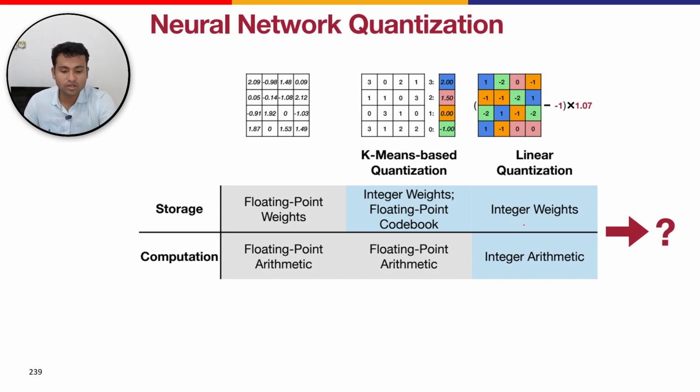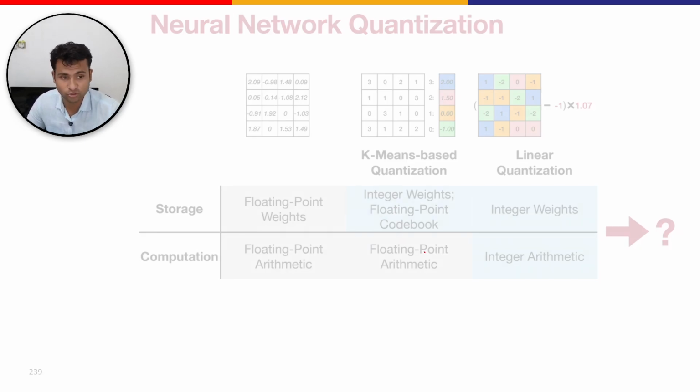So here in linear quantization we had storage of weights in integer format. Also the arithmetic, which you have seen in the last 4-5 slides, the computation also was integer only, as opposed to k-means, in which you had to ultimately come back to floating point arithmetic in order to do your calculations.